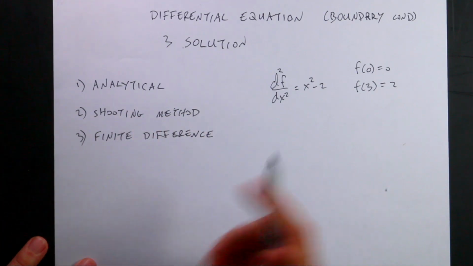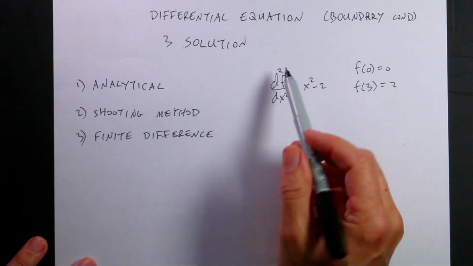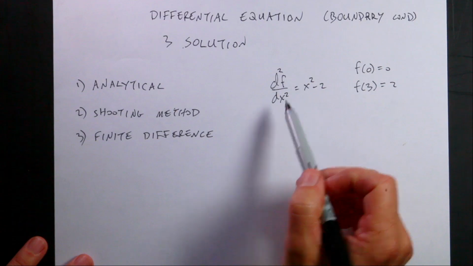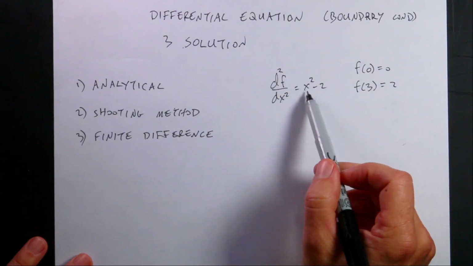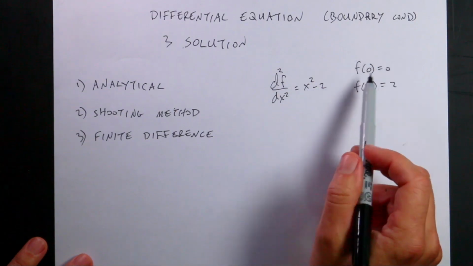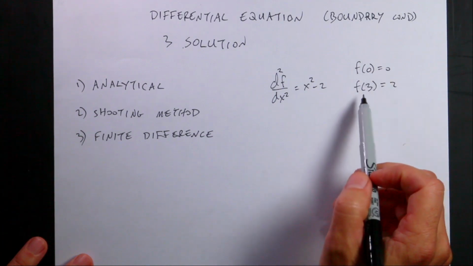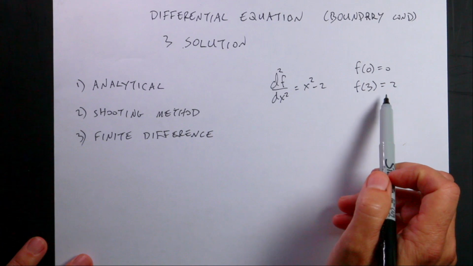Let's get to it. So here's my differential equation. It says that if you take the second derivative of some function f with respect to x, it's going to be equal to x squared minus 2. And I have the boundary conditions that f at x equals 0 has to be 0, and f at 3 has to be equal to 2.